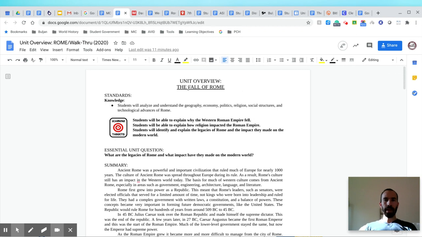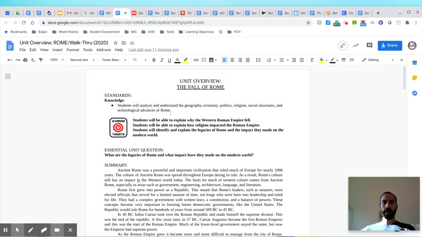So title, here is some of the knowledge that we want and some of the learning targets. When we look at any civilization, we kind of look at the geography of the area. We look at their economy. How do they make money? We look at politics. We look at religion, social structures. How is their society structured? We look at advancements, achievements in technology. So every civilization, we're going to be looking at these areas.